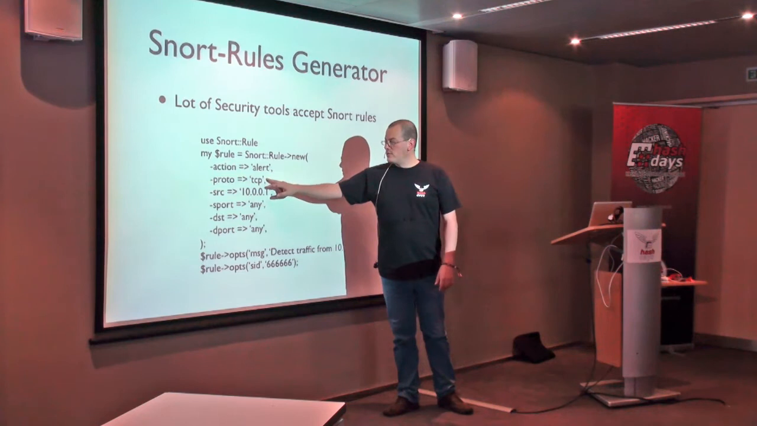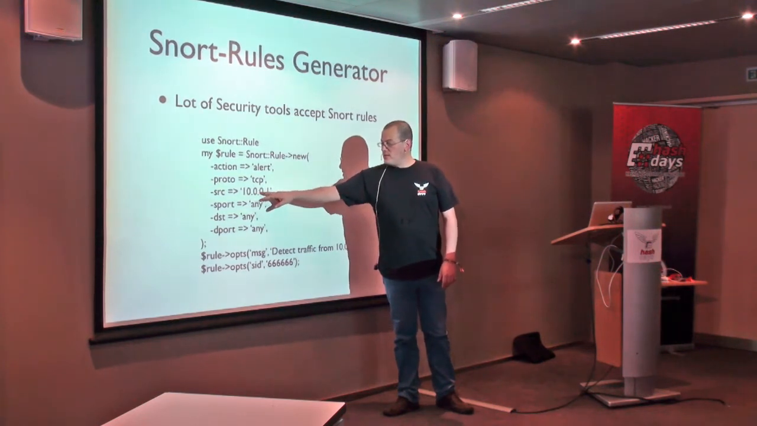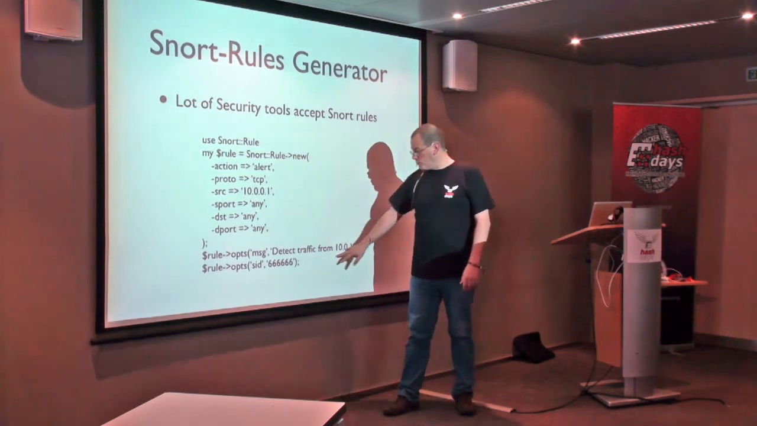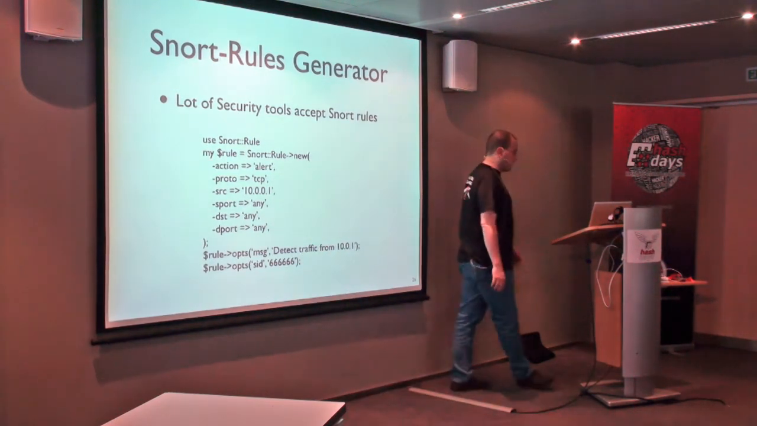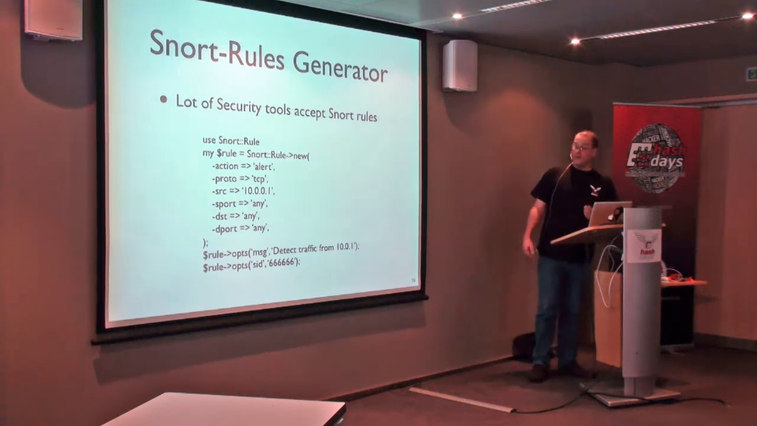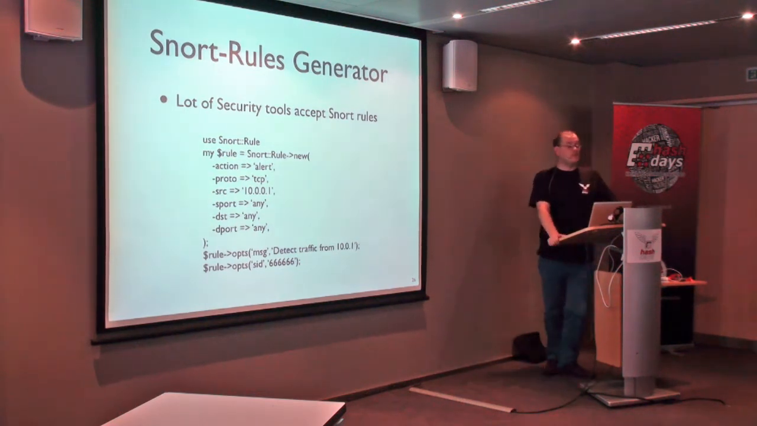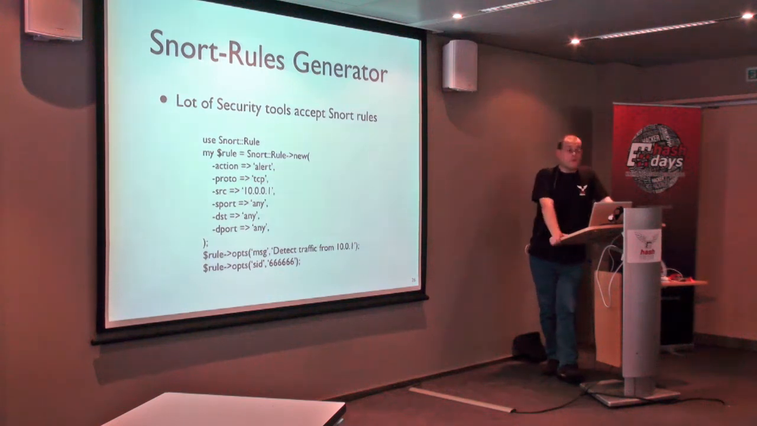It's an alert, TCP for any protocol from this IP address. And you can also put nice information, and most important is the Snort rule ID. Based on this, you put this new rule in all your different security devices, and they will be able to detect suspicious activity coming from 10.10.0.1. An example of a device accepting Snort rules is a FireEye malware analysis system. So you just inject your own rules, and you can instantly block or detect more malicious activity.